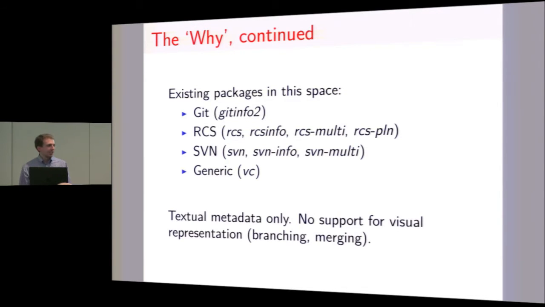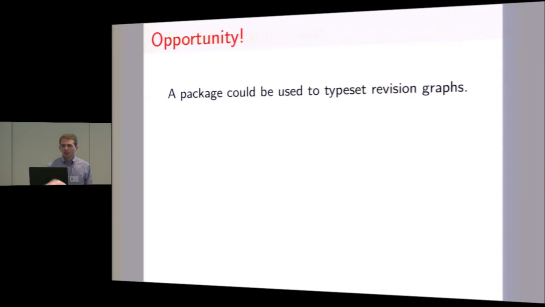But all these packages are for textual metadata only. You can bring in the current revision as a macro or maybe the commit message as a macro. There's no support for a visual representation, so a tree structure showing the branching and merging. So here's an opportunity. We could have a package that's used to typeset revision graphs.